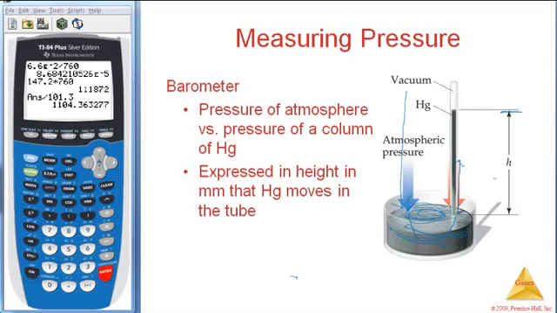And the distance that mercury rises is expressed typically in millimeters. And so the pressure is simply a measure of the height that the mercury goes up.